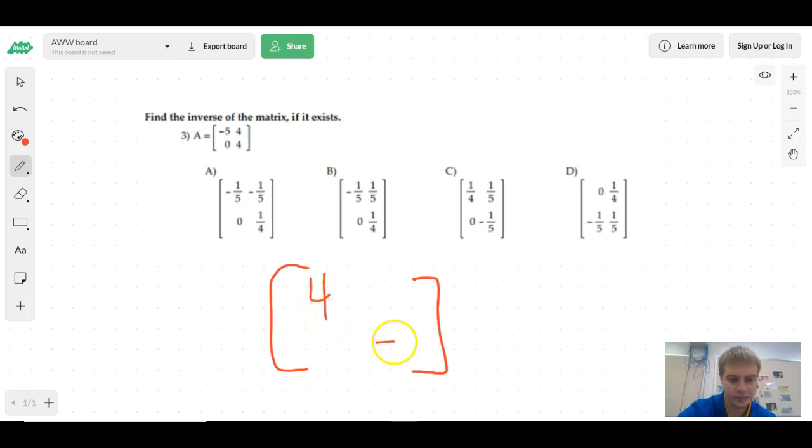So 4 is going to go up here. Negative 5 is going to go down here. We're then going to switch the signs on these, so that's going to be negative 4, and that's going to be 0. Then we need to divide this thing by the determinant.